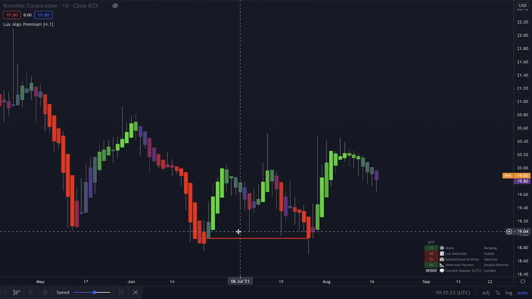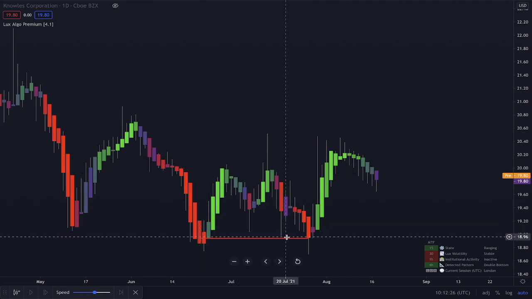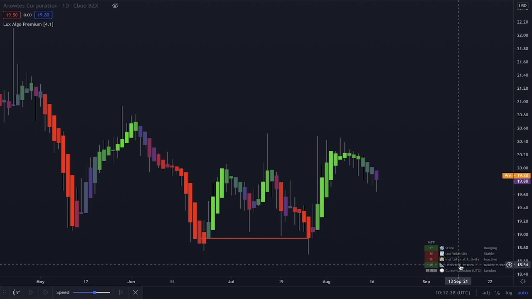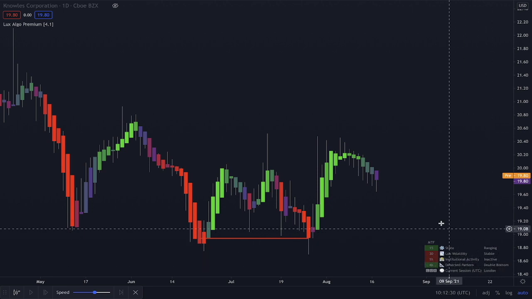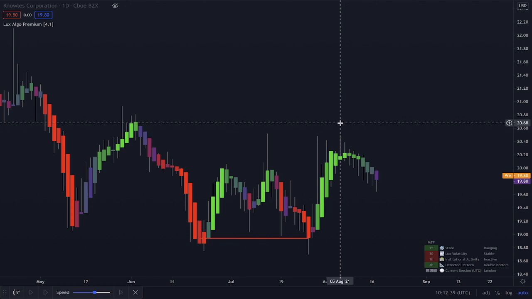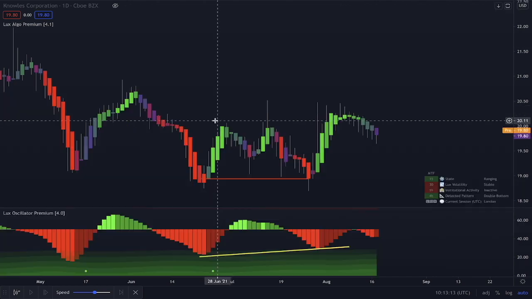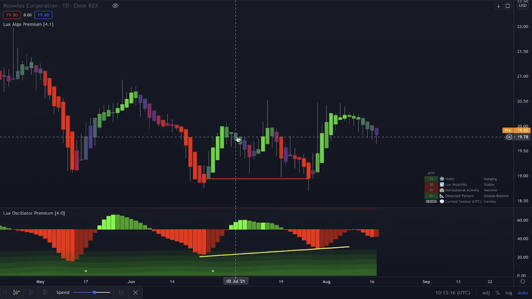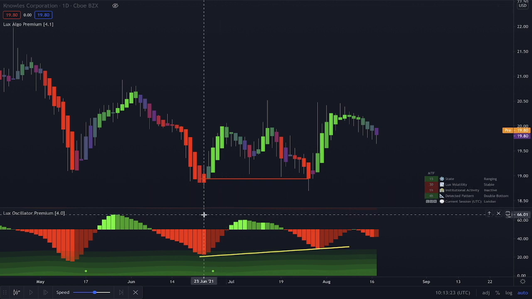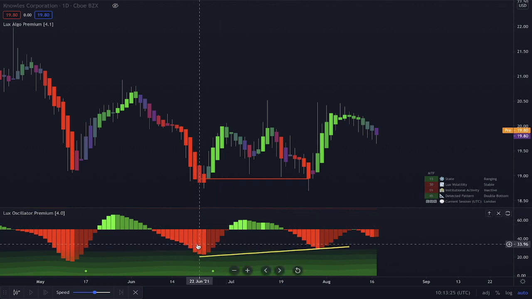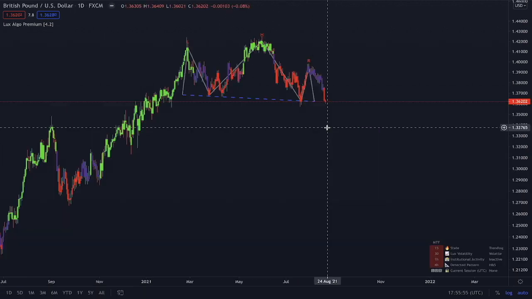Here you can see a double bottom is correctly labeled with this red line, and as indicated in the dashboard, it's a double bottom. Double bottoms are classically a reversal sign and are bullish. Here, once you see a double bottom has been labelled, you can identify a potential reversal using an indicator or oscillator of your choice. Here, we can see the Lux Oscillator Premium has formed a higher low and making a bullish divergence. The pattern detection will also detect head and shoulders and inverted head and shoulders.